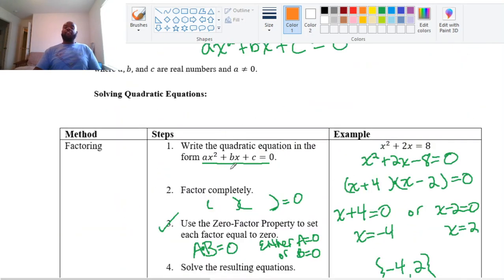And then factoring, if I can factor, I'm going to try to factor, especially the simple ones that are factorable with a 1 in front of the x squared. I'll choose factoring before I choose any of the other methods because they take a longer process.